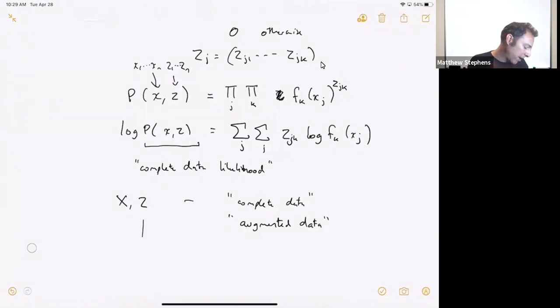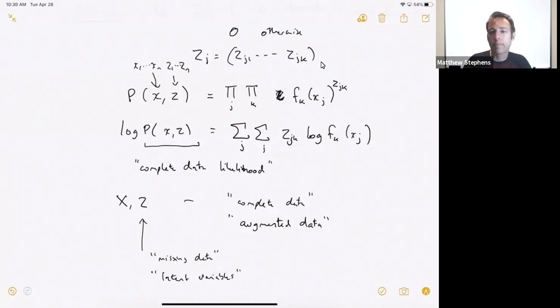And sometimes Z are called missing data, which is not really strictly true, but you can think of it that way, in that you don't know which component each observation came from, and that information is missing. Sometimes just called latent variables. Okay, so we'll see in the next lecture how this terminology and way of thinking about mixture models can be useful.